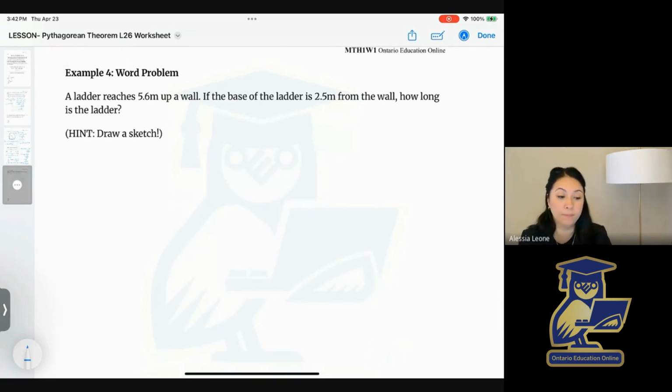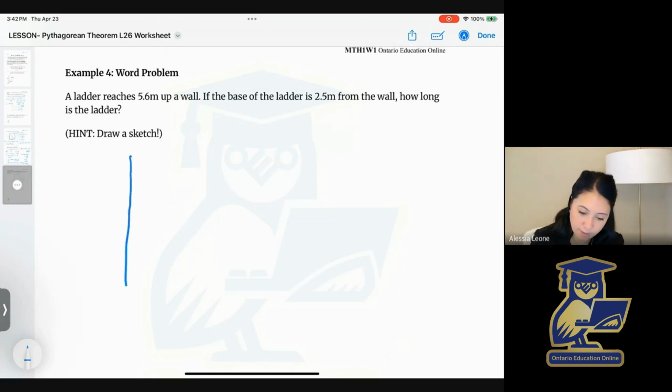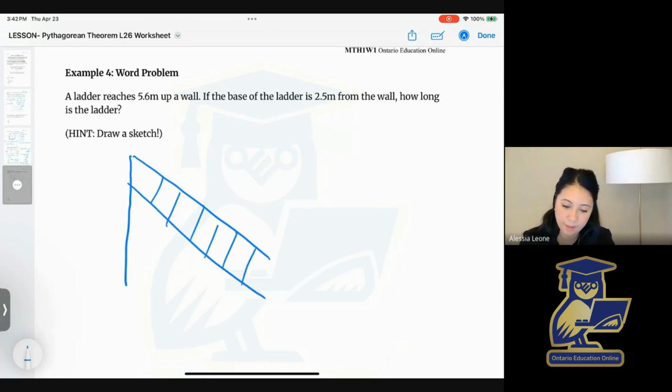Now a word problem. A ladder reaches 5.6 meters up a wall. If the base of the ladder is 2.5, how long is the ladder? So we want to draw a sketch of this. We have a wall and we have a ladder. There's my ladder. And it's going up the wall. And we have a distance from the wall.